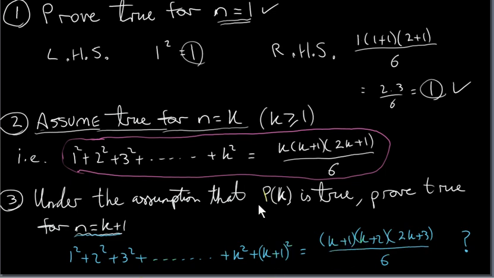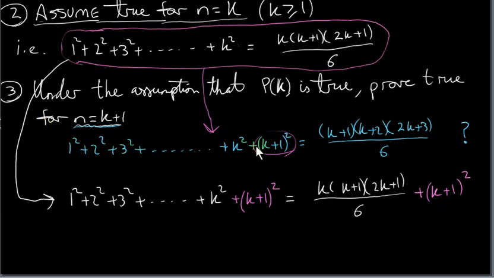So in order to prove this, we have to build on our assumption statement, which is this here. So we have to somehow go from this to this. Well, you can see what to do on the left hand side. We just add on k plus 1 squared. We just add that to the left hand side. But if we add it to the left hand side, we must add it to the right hand side.